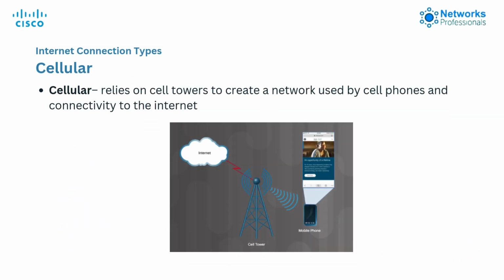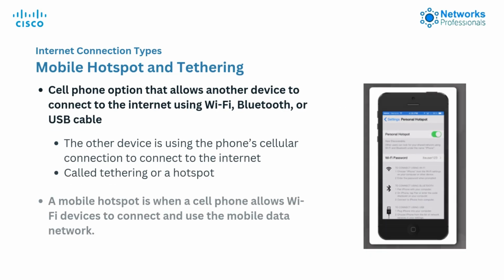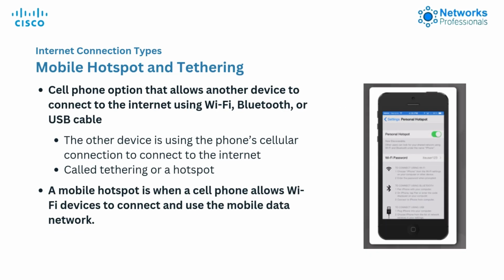Internet connection types. Cellular. Cellular internet uses cell towers to provide wireless internet access, commonly used by mobile phones and other wireless devices. It allows users to connect to the internet while on the move, using technologies like 4G, 5G, and LTE. Cellular internet is convenient for mobile browsing, streaming, and hotspot sharing, especially in areas where wired connections are unavailable.